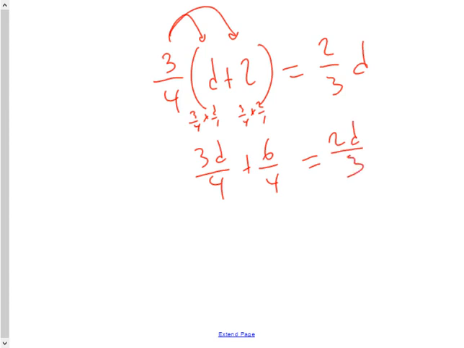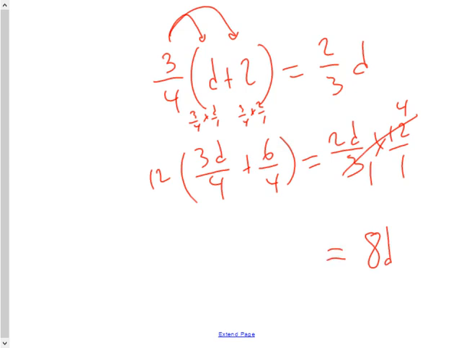Multiply both sides by a common multiple of all the fractions, which is 12. I'm going to do this side first. This can become 4 over 1. 2D times 4 is 8D. Over here, 12 over 1 multiplied by 3D over 4. Cross reduce to become 3. 3 times 3D is 9D. Not 9T, but 9D. 12 over 1 multiplied by 6 over 4. Cross reduce, I get 3 over 1, which is plus 18.